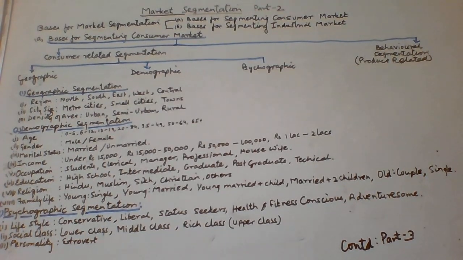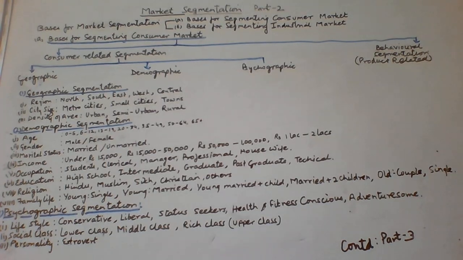Again, in India, as I said earlier in my previous video, we can divide the total population on the basis of religion, that is Hindu, Muslims, Sikhs, Christians, and others. So it plays a very important role.